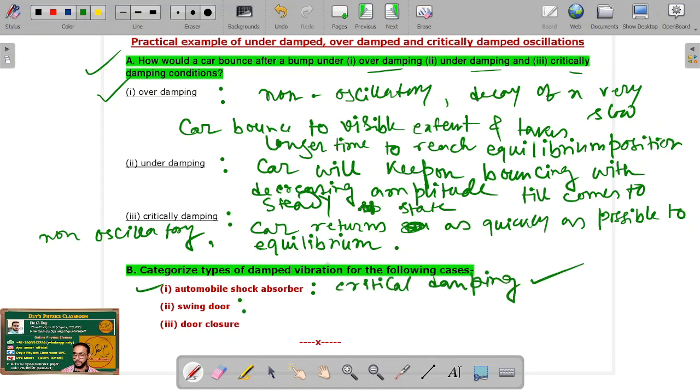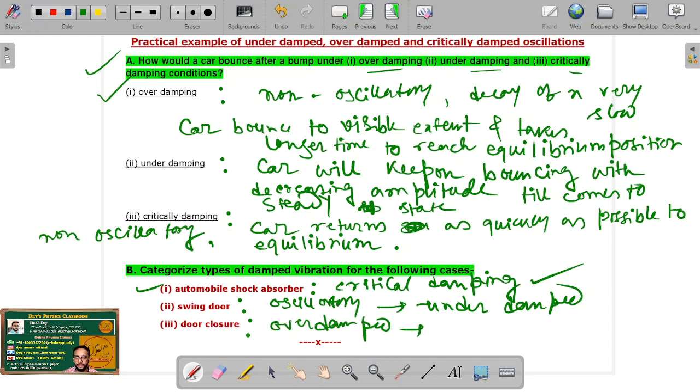critical damping. In case of swing door, the movement of the door is back and forth about its equilibrium position, and it will come to rest after a certain time, where the decay of the displacement will occur very slowly. So the swing door motion is oscillatory in nature, so it would be the underdamped case. In case of door closer, the vibration would be overdamped, because a door closer takes a much longer time compared to the other two to reach its initial position of equilibrium. So for door closer it would be the overdamped condition.